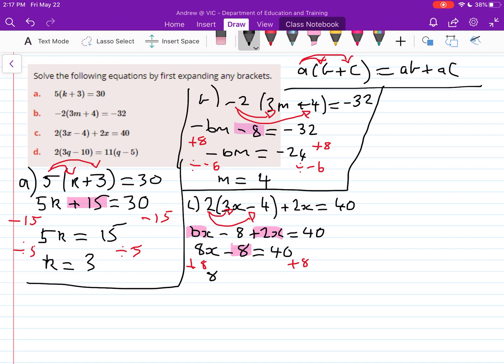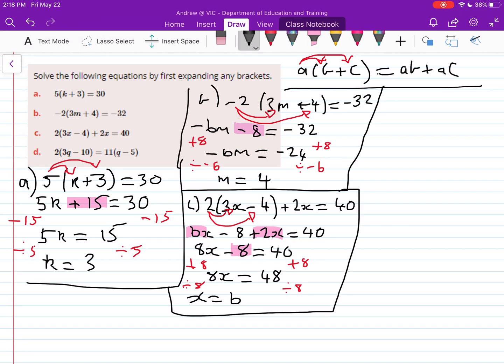So 8x is equal to 48. Then we've got 8 times x, so we need to divide by 8 on both sides. So x is equal to 48 divided by 8, which is 6. So x is equal to 6 there.